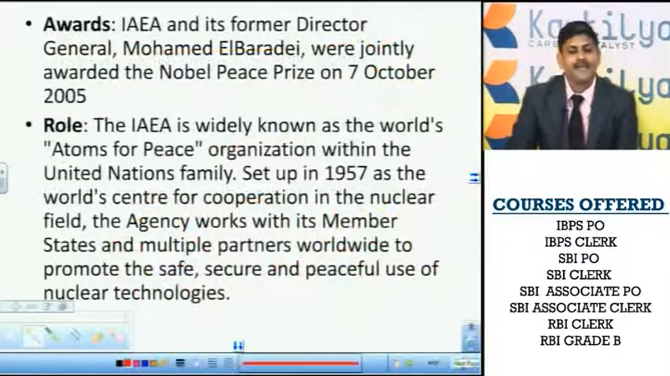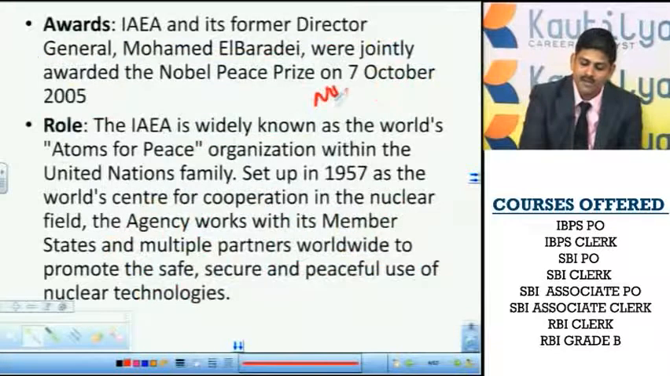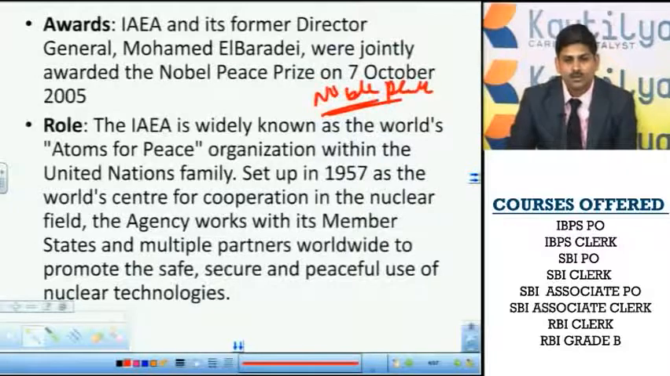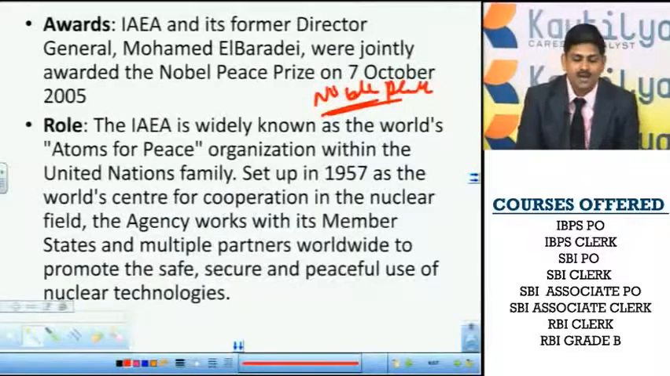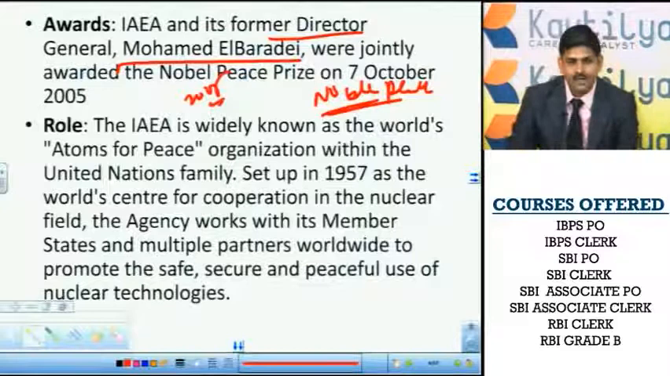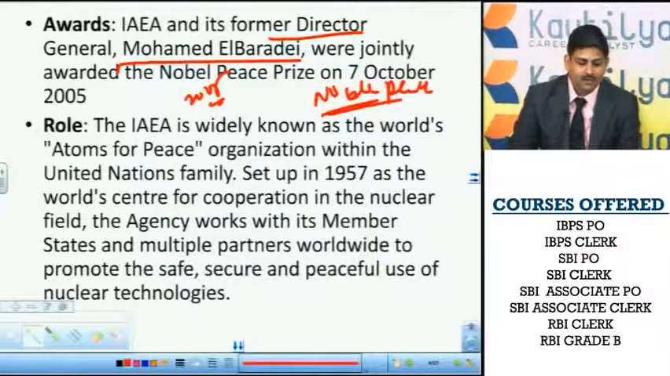The IAEA has also received the Nobel Peace Prize. You know this Nobel Prize is given to those who contributed to peace in the world. Not only this organization, but along with it, its then Director General Muhammad El Baradei received it in 2005. Now the IAEA is widely known as the world's Atoms for Peace.